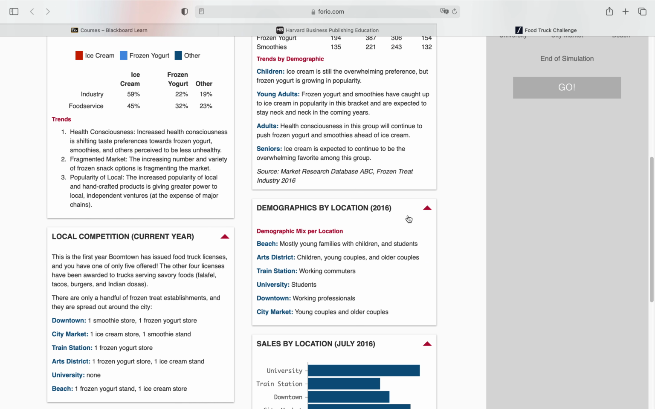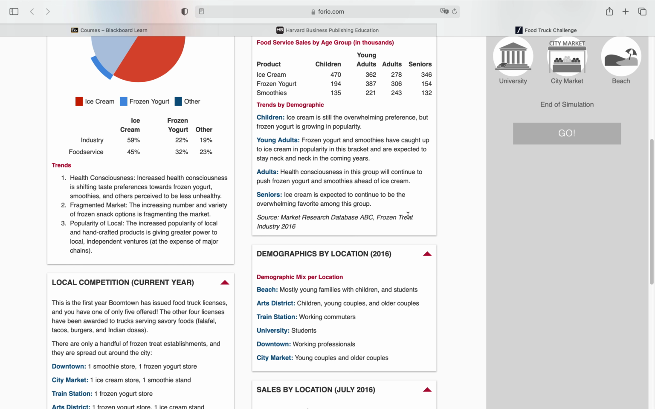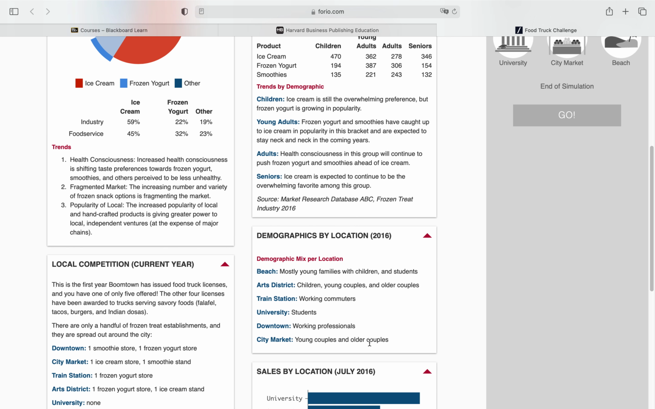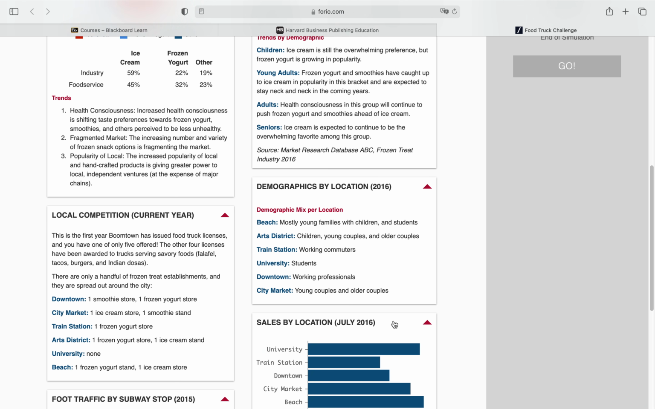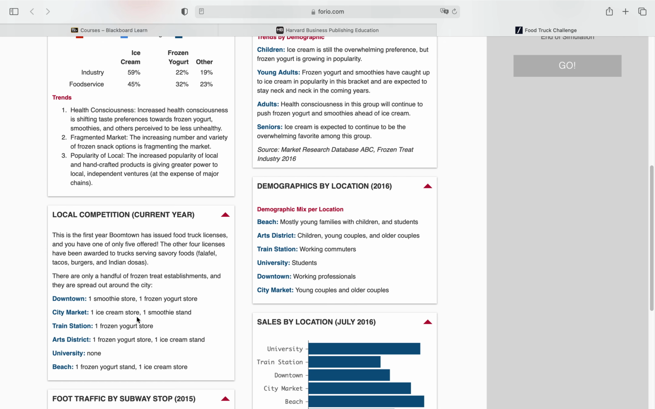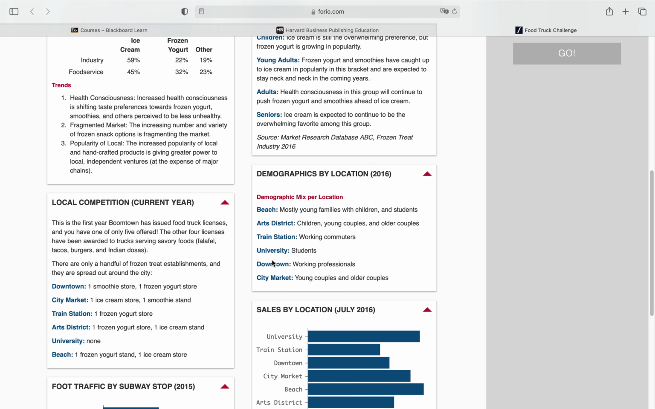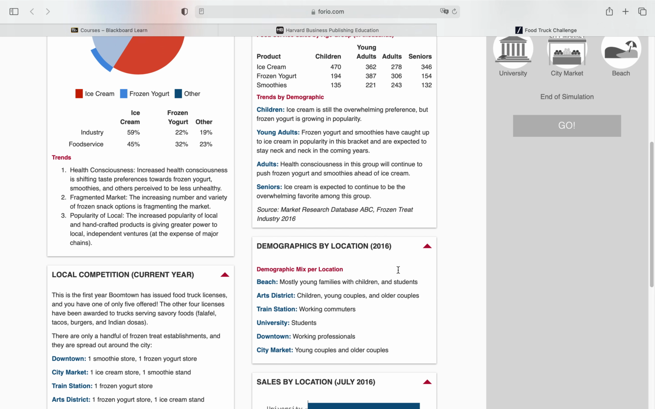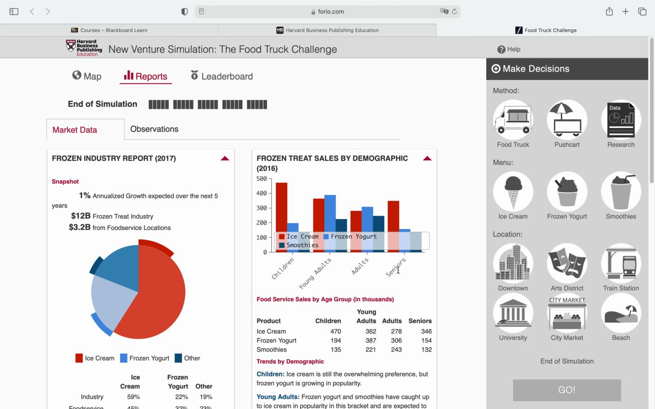And based on the demographic information, as you can see, City Market has a lot of young couples and older couples. The reason I did not choose ice cream is that the older couples, as we all know, prefer ice cream, and there's an ice cream store. You don't want to compete with a store because you're only a food truck, so the volume is not going to give you a competitive advantage. You want to stick with what you do best. So my target market is young couples, because I'll outsell the smoothie stand with my volume. So in that case, I chose frozen yogurt.